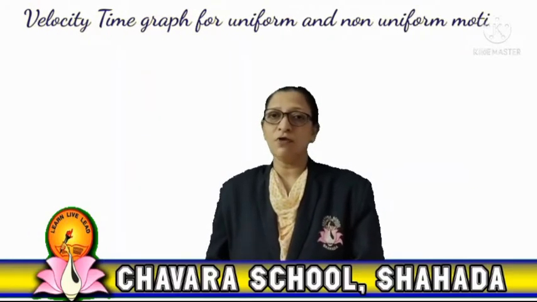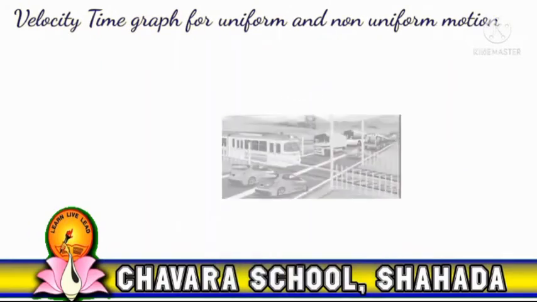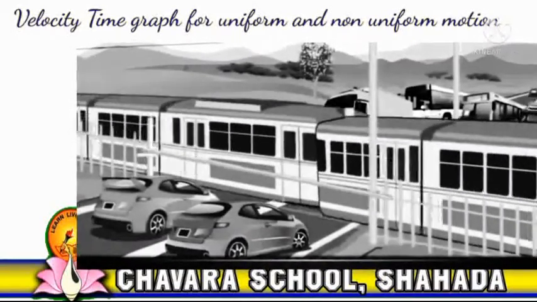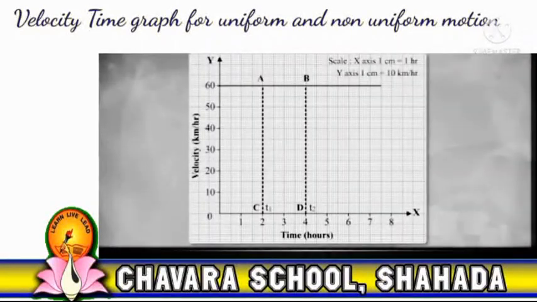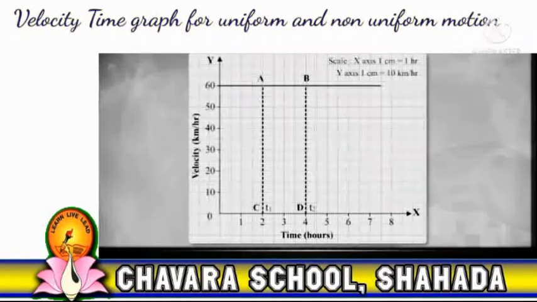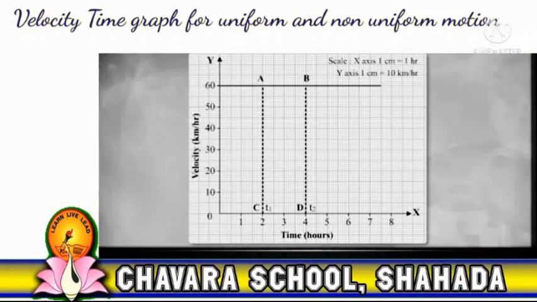uniform and non-uniform motion. A train is moving with a uniform velocity of 60 kilometers per hour for 5 hours. The velocity time graph for this uniform motion is shown in figure 1. With the help of the graph, how will you determine the distance covered by the train between 2 and 4 hours? Is there a relation between the distance covered by the train between 2 and 4 hours and the area of a particular quadrangle in the graph? What is the acceleration of the train?